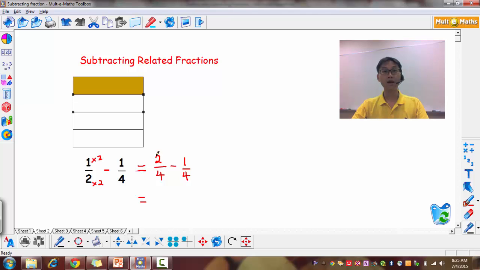So when you subtract like fractions, you just have to subtract the numerators. 2 minus 1 gives me 1. My denominator stays the same because at the end I still have 4 equal parts. So the number of equal parts remains the same, it's just that the parts of the whole changes.